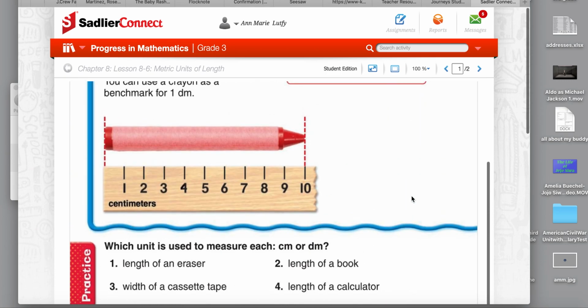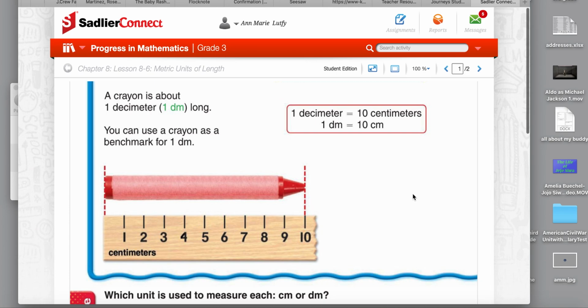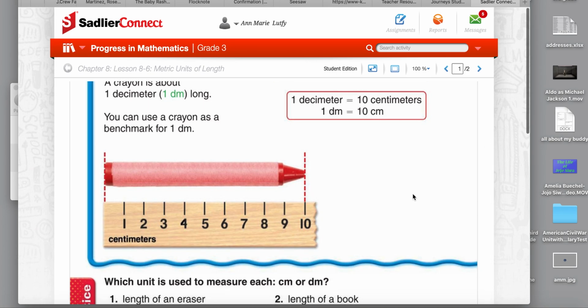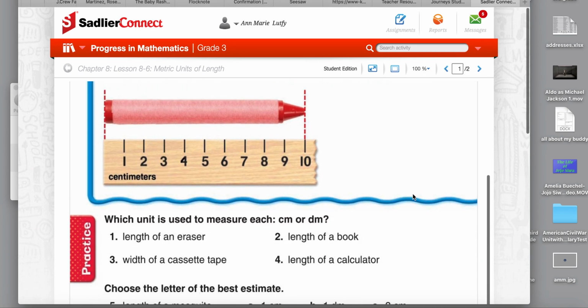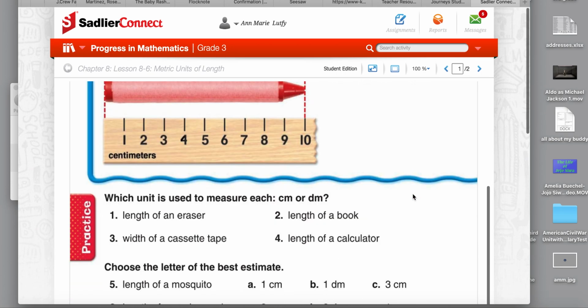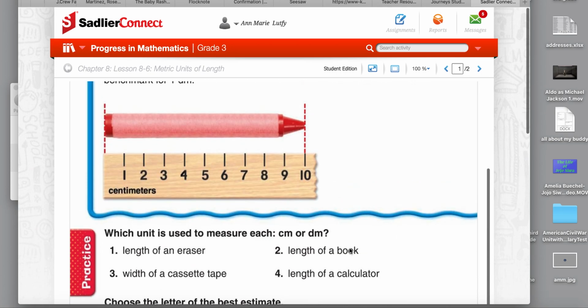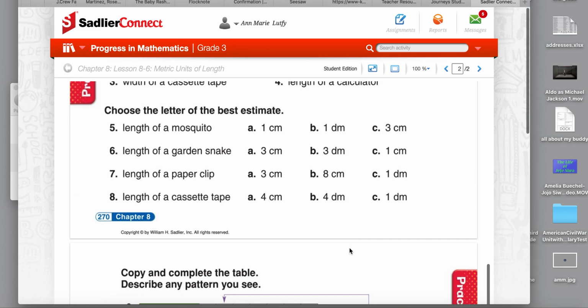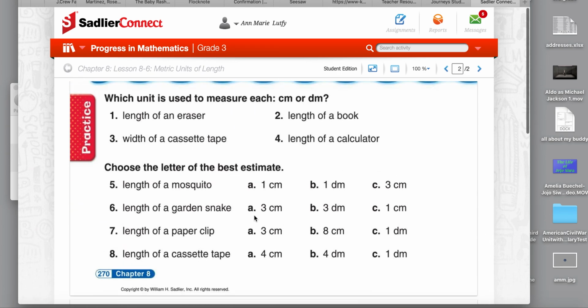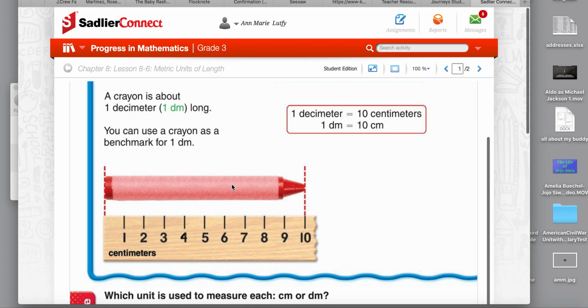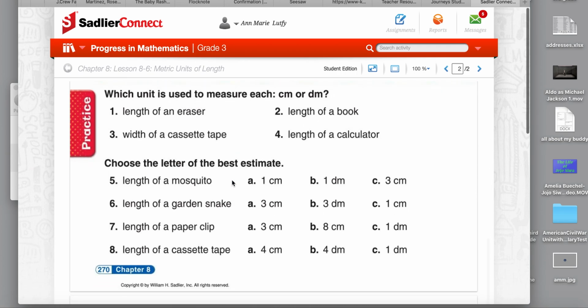For the length of an eraser, we would probably use centimeters. Decimeters are bigger than centimeters, remember that, okay? For the length of a book, we would use decimeters. The length of a calculator, again, we would use decimeters. What about the length of a mosquito? Probably 1 centimeter, right?